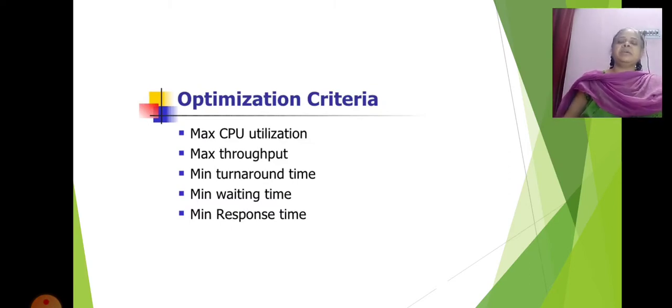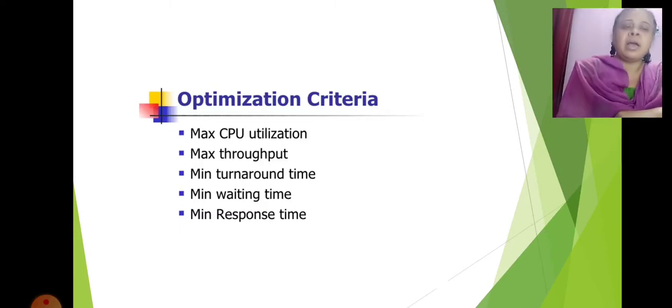These are the optimization criteria. What is our goal? We need to maximize CPU utilization, maximize throughput, and minimize turnaround time, waiting time, and response time.